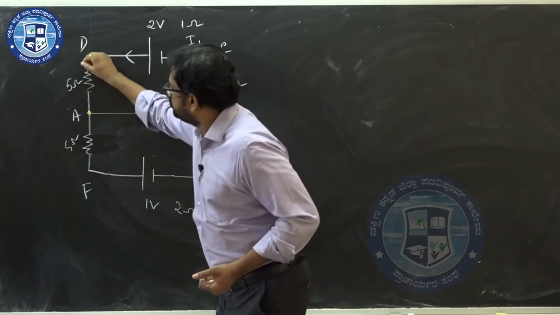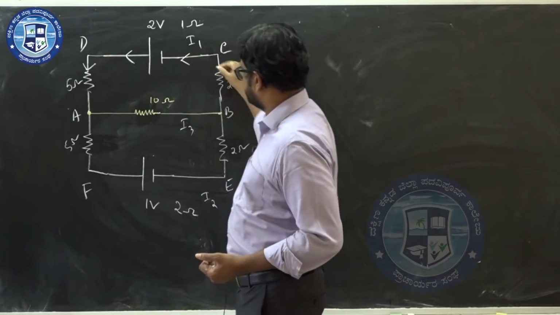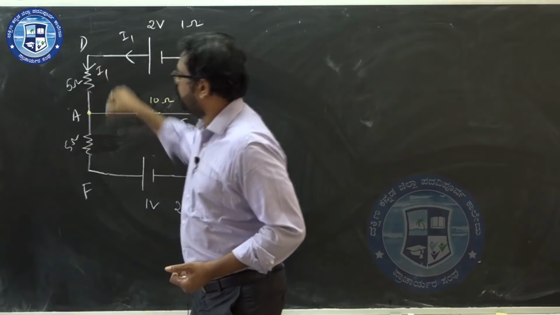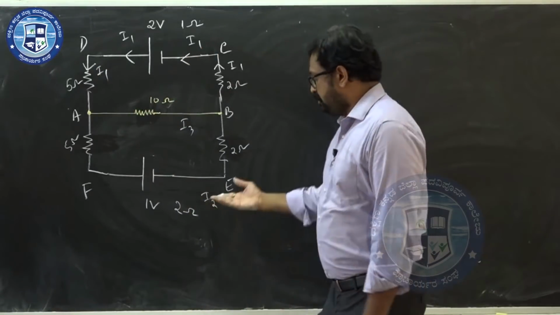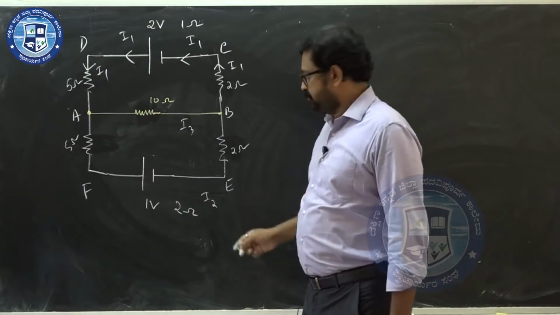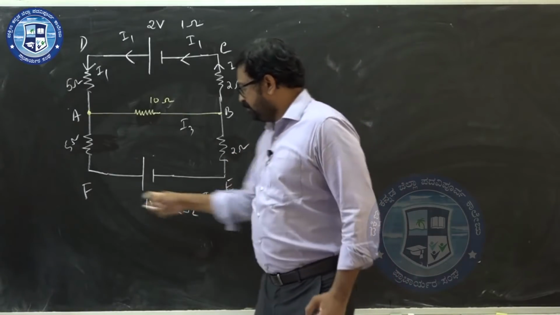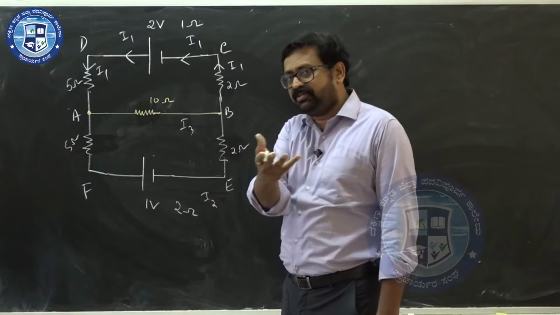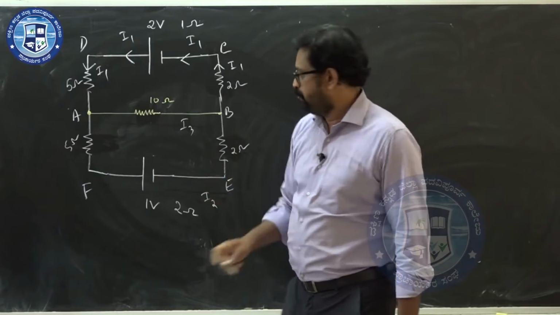C to D means here also in this direction, here also in this direction. In a branch, current will be in the same direction and the amount of current is also the same, I1 only. Same thing I will do for this part also. In this branch there is a cell, I will stick on to that. I said you need not follow the suggestion, you can select any direction of a current.